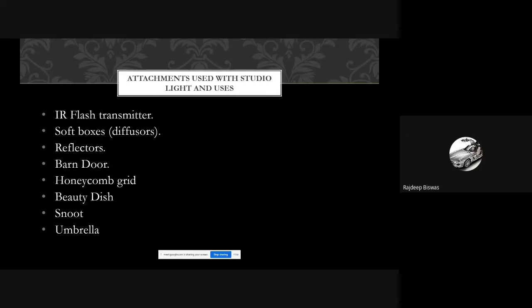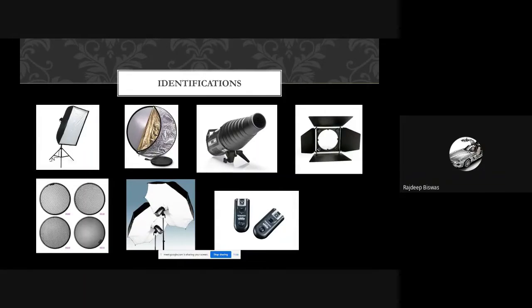Okay. Now, generally, these are the things which we find in a studio environment: flash transmitter, soft boxes or diffusers, reflectors, barn door, honeycomb grid, beauty dish, snoot, umbrella. Now, this list is not exhaustive. There are many other things which you can use. On the extreme left top, you see a soft box, and then you see a reflector, and then after that you see a snoot. After that you see a barn door. Coming to the bottom, extremely on the left, you see a honeycomb, and then you see an umbrella, and last, the IR transmitter, which you place on your camera.